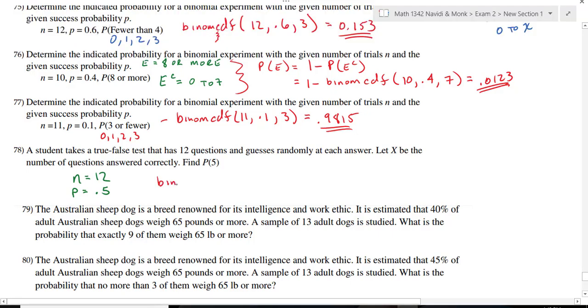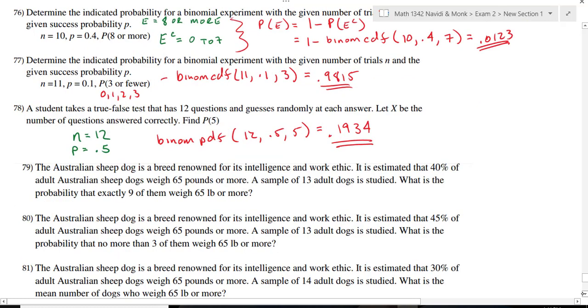So I would do the binomial PDF with 12, 0.5, and 5 for x. And when I put that in my calculator, what do I get? Do you see why I use the PDF on 78 but I use the CDF on 77? I had a particular value for x here. With 3 or fewer, I went from 0 up to 3. So I accumulated: CDF. Particular value: PDF. Let the alliteration help guide you. Make sure you put that on your formula sheet.